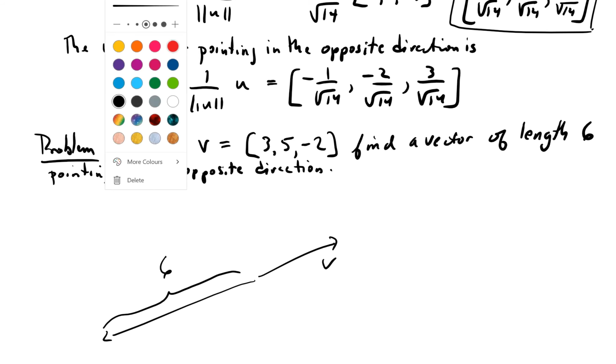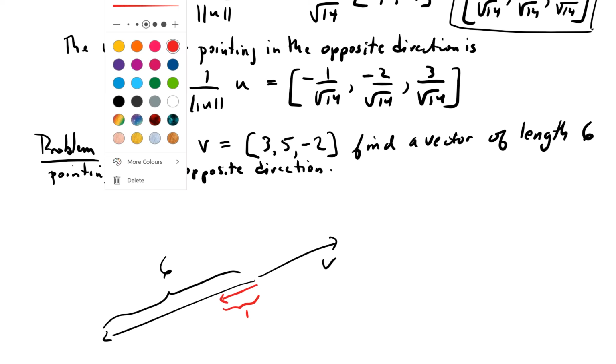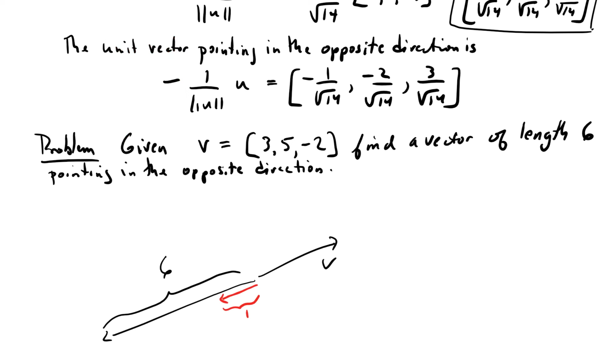One good technique is to use unit vectors. So I'm going to create a unit vector of length 1 that's opposite to vector v, and then I'm going to multiply that vector by 6 so that it has a length of 6. So let's do that. I'm going to create a unit vector that's opposite to v. Okay, so that's the one, and I'm going to multiply it by 6.